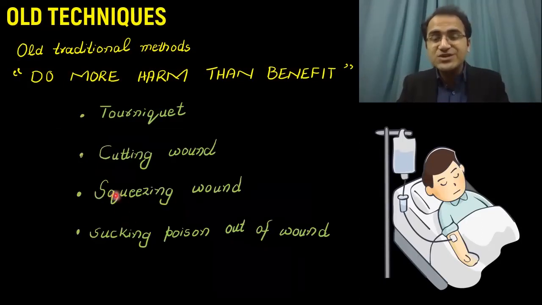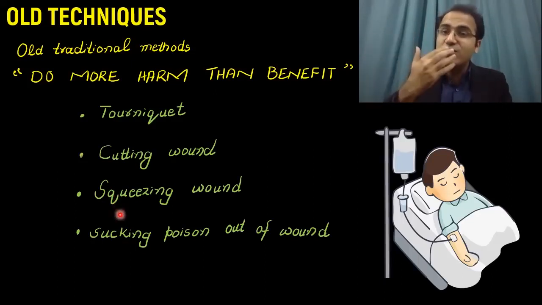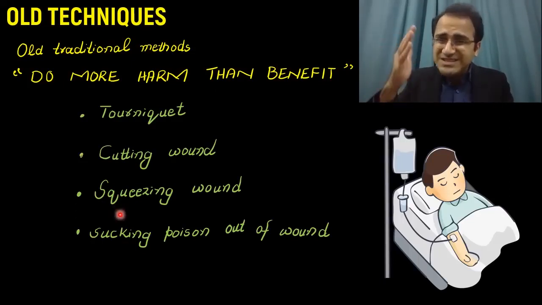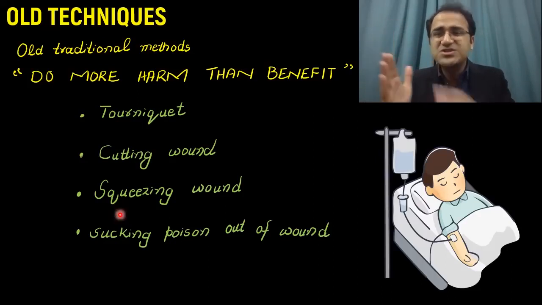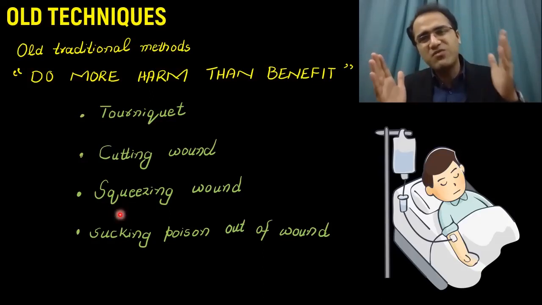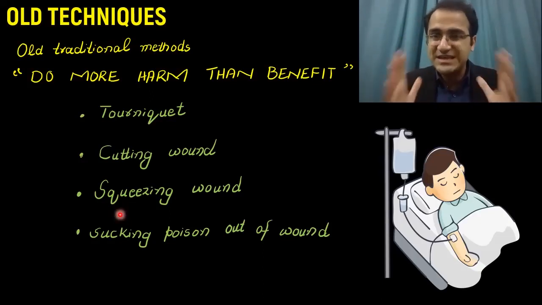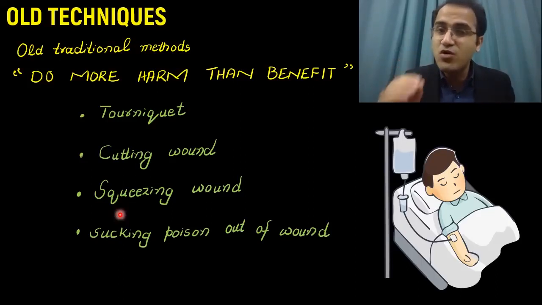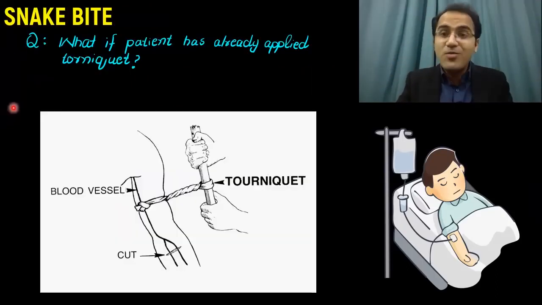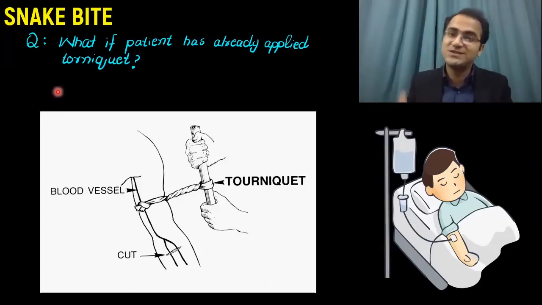Other old techniques include cutting the wound to take the poison out, squeezing the wound, or sucking the poison out of the wound by mouth. These are old traditional techniques. They delay the shift of the patient from the site of bite to the hospital. So these are all redundant techniques and they are useless. They do more harm than benefit. A common presentation would be that a patient comes to you in hospital, having been bitten by a snake, and they have a tourniquet in place.